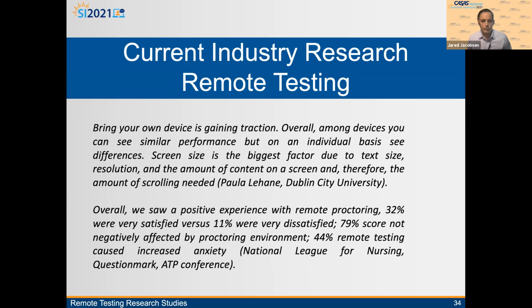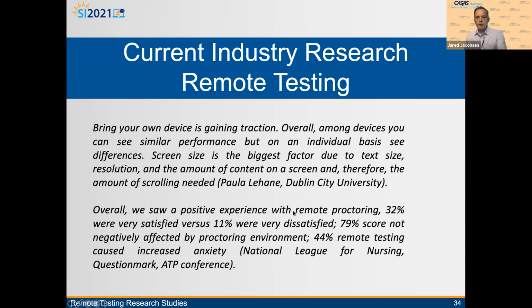So they at a point moved to remote testing, and they did a study much like the study we're conducting, where they wanted to see students' perceptions. Overall, the tone from their presentation was they saw it as a very positive experience, but not without some who were not satisfied with the experience. You can see 32% were satisfied with remote proctoring, 11% were very satisfied, 11% were very dissatisfied. 79% said they did not feel their score was negatively affected by the proctoring environment, and 44% did say they felt some increased anxiety from remote testing.